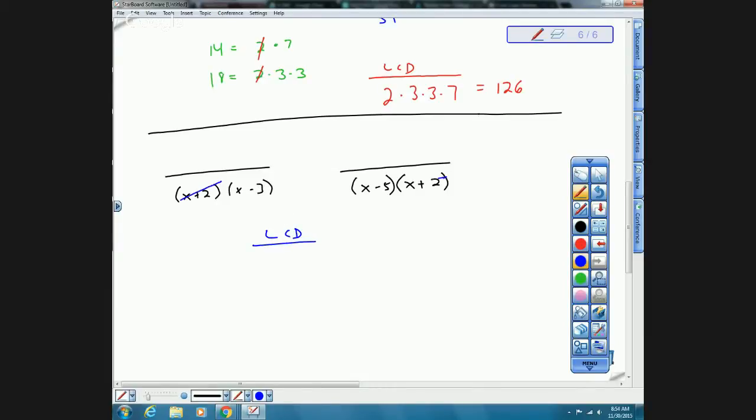So my LCD for this problem right here, they share an x plus 2, and then I write what's left over. I write what they share once, and then I write what's left over. X minus 3 and x minus 5. So that would be the LCD of both of those. So if they share it, you write it once. If they don't, well, it's left over.